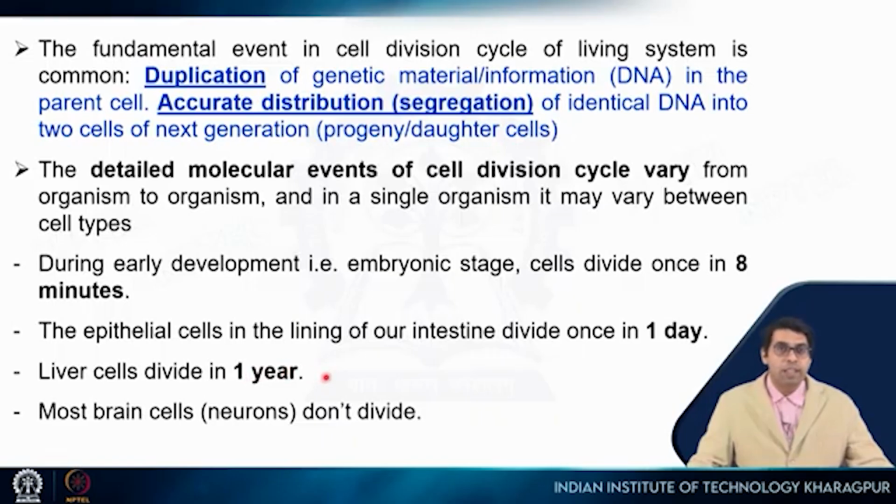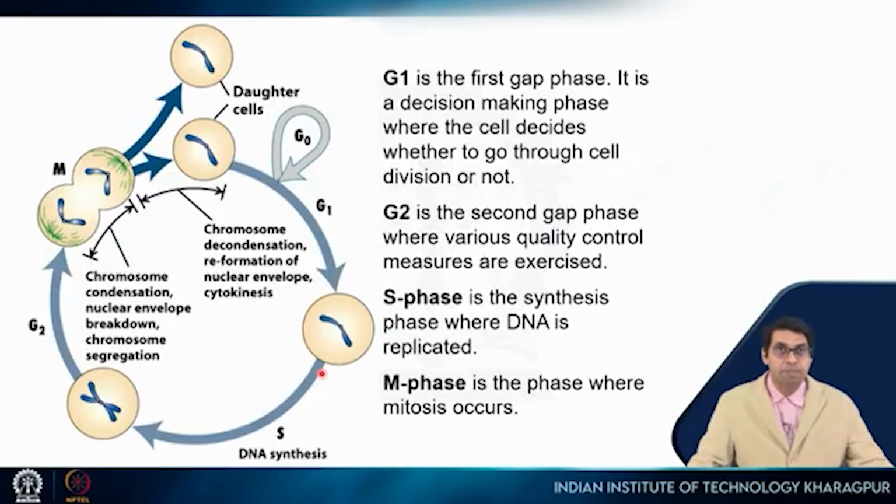These cells most likely take around 24 hours to divide. So, it will be very similar to these cells, but their frequency is much less. So, this is the overall schematic of a cell division cycle. There are two important phases in a cell division cycle.